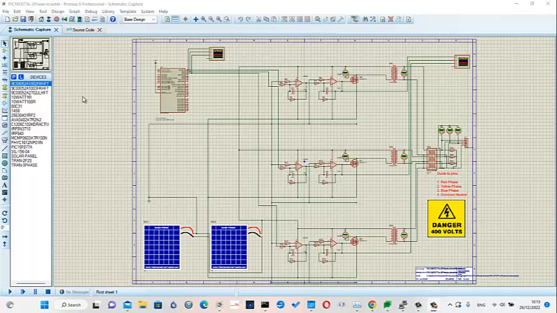Now, the first thing I'm going to do is introduce this software. It is called Proteus, and it is one of the most advanced circuit design and simulation packages in the world. So, I'm just going to explain the basics of how it all works. And I'm going to zoom in on specific areas of the circuit diagram so we can look at what is actually going on.